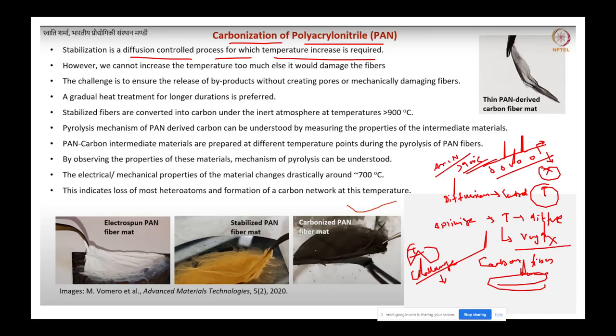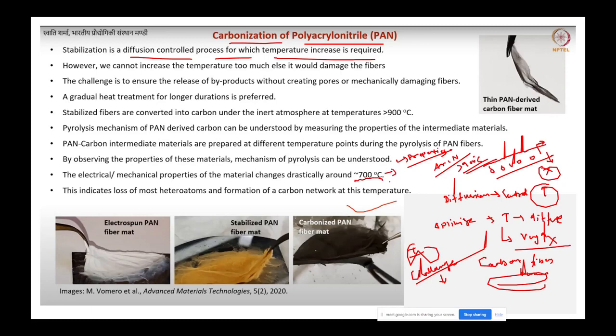Now the PAN carbon intermediate materials are prepared at different temperature points during the pyrolysis of PAN fibers. By observing the properties of these materials, the mechanism of pyrolysis can be understood when you analyze the property. The property of any material after carbonization is very important to analyze. The electrical and mechanical properties of the material change drastically around 700 degrees centigrade.